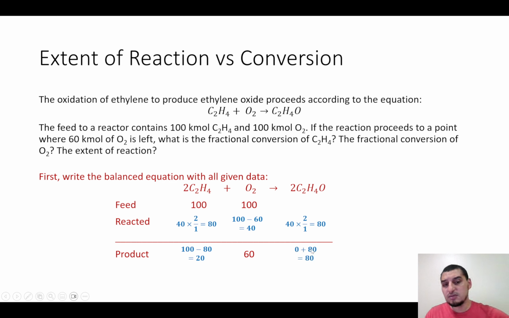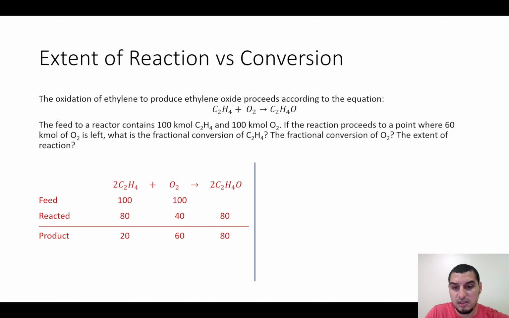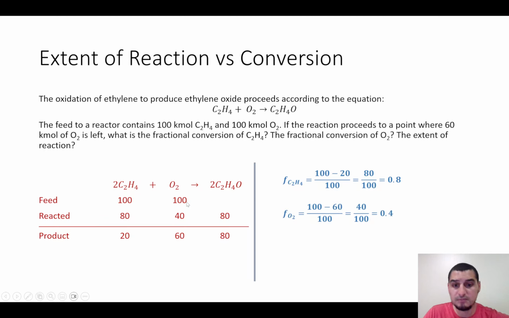So I calculated all the number of moles that I have here, and I can calculate the requirements. The fractional conversion of C2H4, it's going to be in minus out over in, so 100 minus 20 over 100, which is 0.8 or 80%. For oxygen, 100 minus 60 over 100, which is going to be 40%.